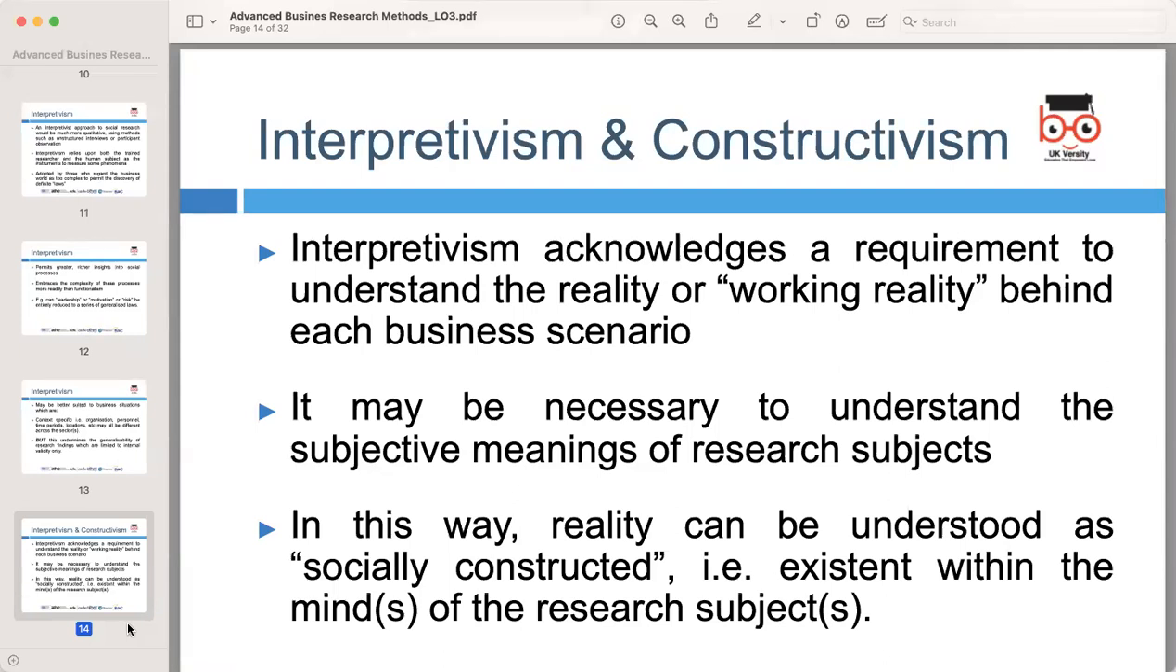It emphasizes that simply observing the surface level of a scenario may not provide a complete understanding. Instead, interpretivism suggests that we need to dig deeper and uncover the underlying reality.